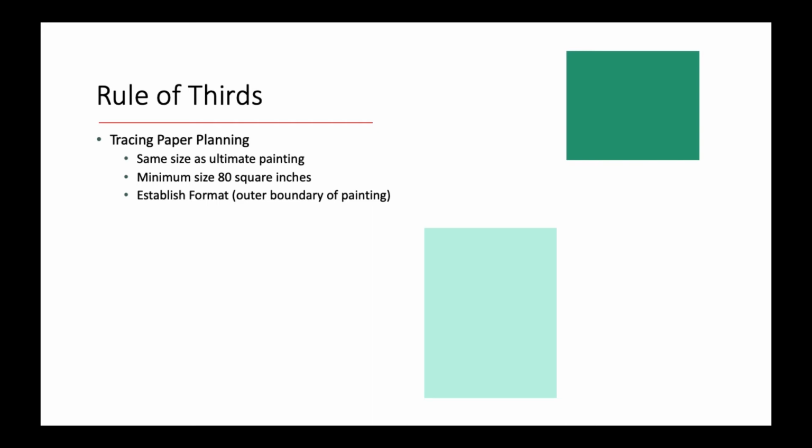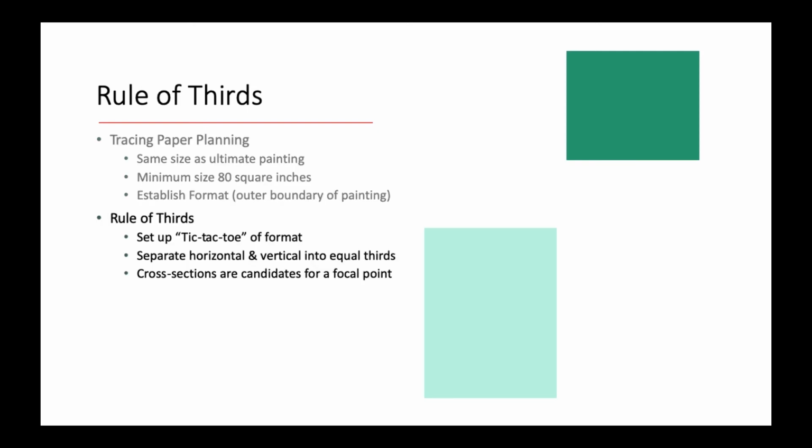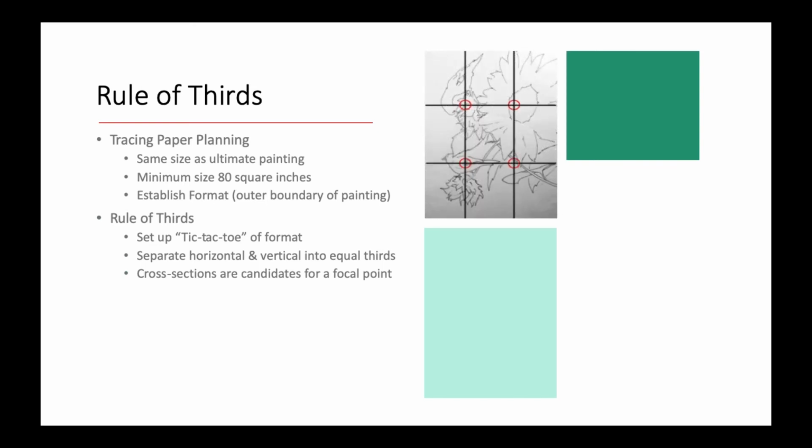80 square inches. And then you're going to establish your outer format or boundary, which will be basically your taped edge. So you're going to come in a little bit, which will make your image about 7 by 11 if you use an eighth of a sheet. Anyway, so you're going to set up this rule of thirds. So think of it like a tic-tac-toe format. And you're going to separate the horizontal side and the vertical side into equal thirds. And then where those lines cross, that's a candidate for where you want to place a focal point.